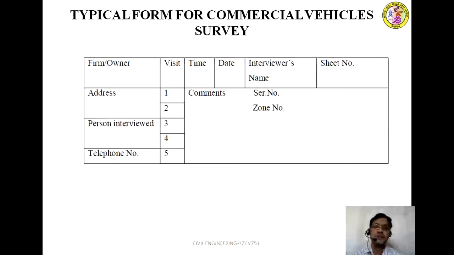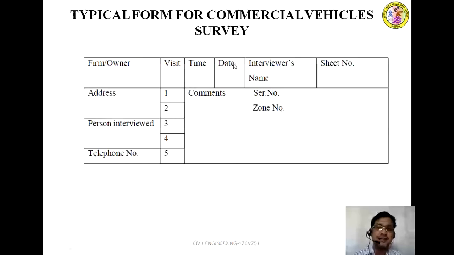Moving on to the format, it's a typical form for a commercial vehicle survey. It's just a few questions that the interviewer can get answered within a short period of time. First is the firm or the owner: who is the owner, or the transport agency with which the vehicle started moving in our cordon line. Then the corresponding address with a telephone number. Next, the person being interviewed is taken into account. Next is the visit, where he is going to be visiting, and that information is gathered.